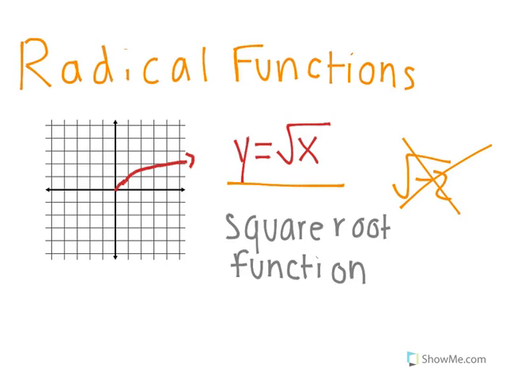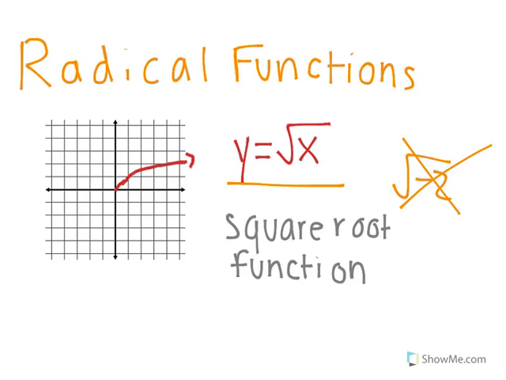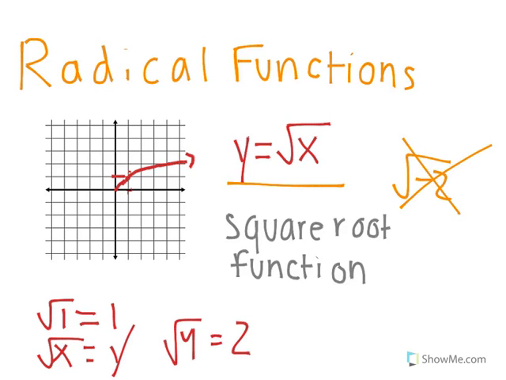Okay, so that's what it looks like, just for reference. Okay, now we're going to talk about translations on a radical graph. Actually, there's one more thing I want to point out here. You notice how if I had the square root of 1 equals 1, so if I did, this was the square root of x equals y, if I go to 1 on the x and I go to 1 on the y, that's where the point is. And the square root of 4 is equal to 2. If I go to 4 on the x, 1, 2, 3, 4 on the graph, and I go up to where the line meets it, it's at 2. See how that works?